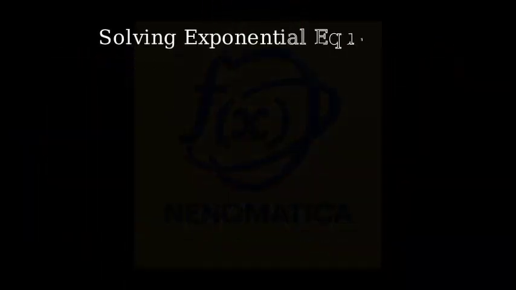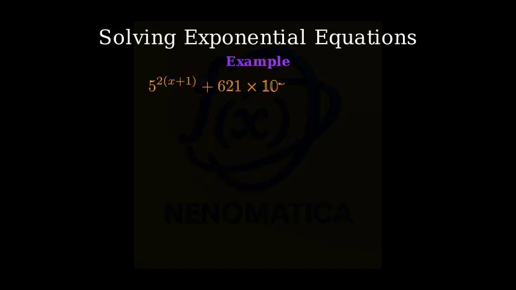In today's video, we're going to solve an exponential equation and find how many integer solutions it has. Let's start with our problem. We need to find how many integer solutions the equation 5 raised to the power of 2 times x plus 1 plus 621 times 10 to the power of x equals 100 times 4 to the power of x.